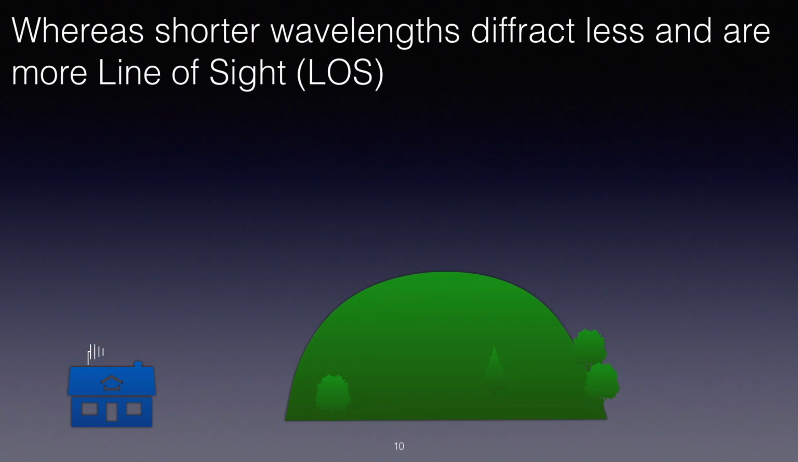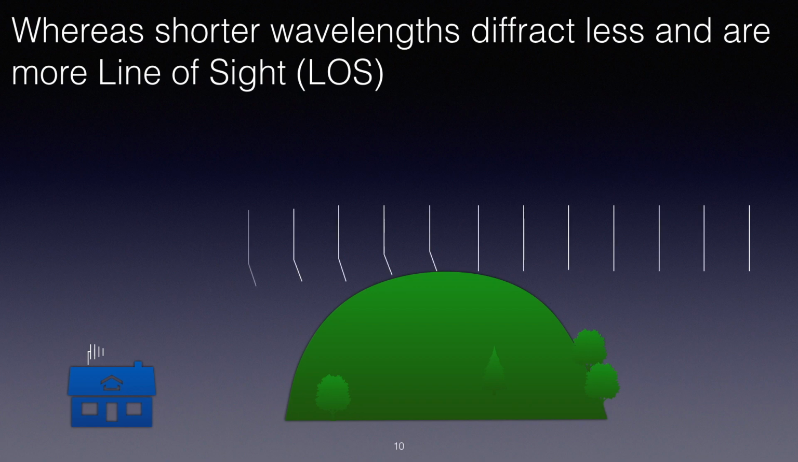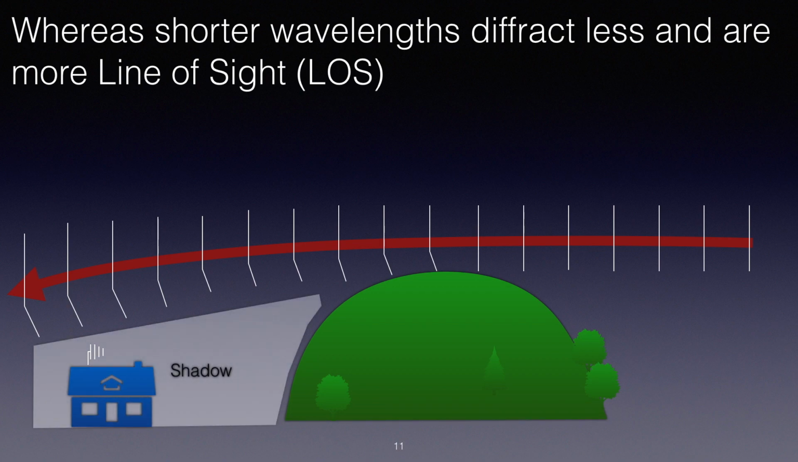Now, shorter wavelengths diffract less and are more line of sight. LOS is the abbreviation often used. And here's a shorter wavelength, the shorter wavefront. It still trips, but not enough. And so we can say that it misses the antenna of the house and we don't get a signal. And so this is the concept then of the house being in the shadow of a hill. Now, a shorter wavelength such as VHF, that may well be the case.